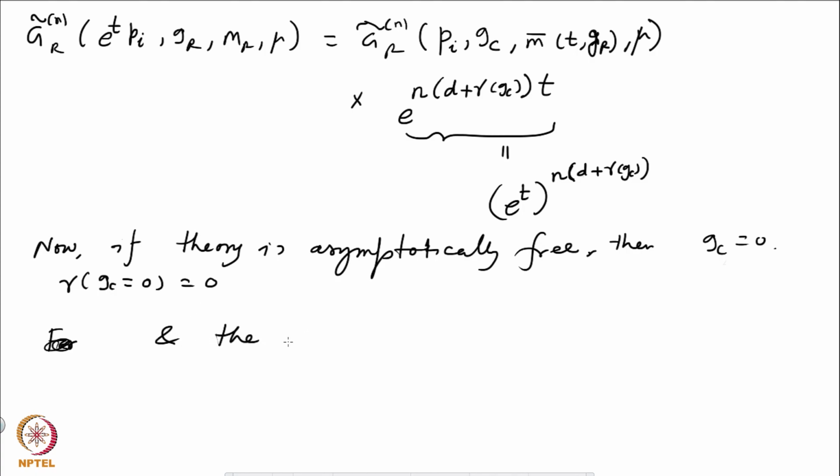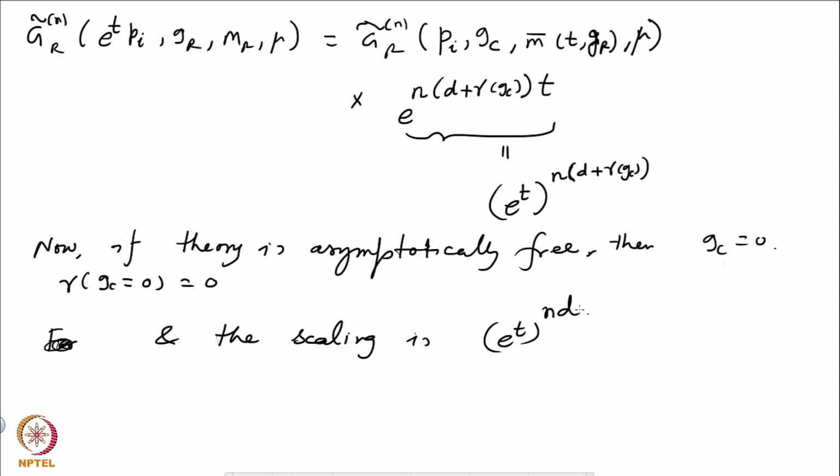and the factor n d. That is what you expect based on naive dimensional analysis. So it is really behaving like a free theory in that limit, in this case for an asymptotically free theory, when you have an ultraviolet fixed point with g star equal to 0.